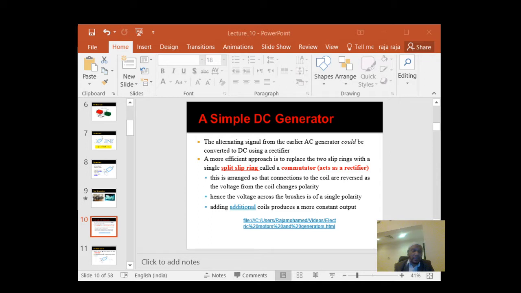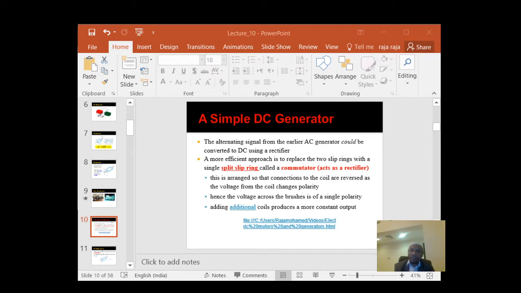So that statement is given here: an alternating signal from the earlier AC generator could be converted to DC using a rectifier. So we have a generator, we get AC, and by using a rectifier we can convert it. But in the real simple DC generator, this component is there for rectification purposes. It is a commutator, or we can say a split slip ring. It acts as a rectifier.